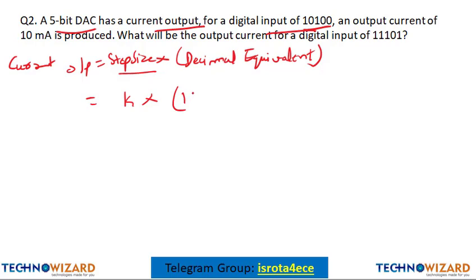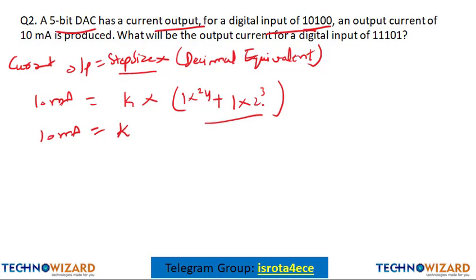10100 is 1 into 2 to the power 4 plus 1 into 2 to the power 2. The current output is given as 10 milliampere. 10 milliampere is equal to K into 1 into 2 to the power 4, which is 16, plus 2 square, that is 4. 16 plus 4 is 20. Now K is equal to 10 milliampere upon 20.